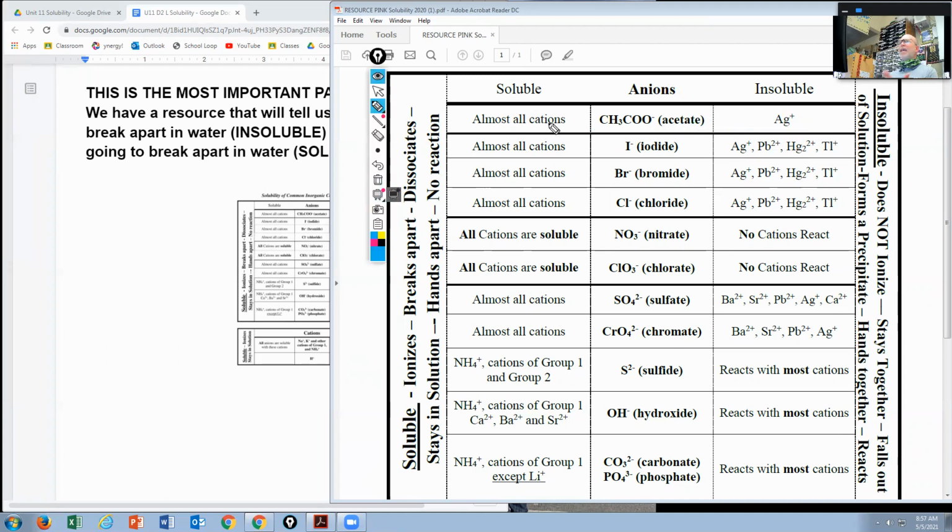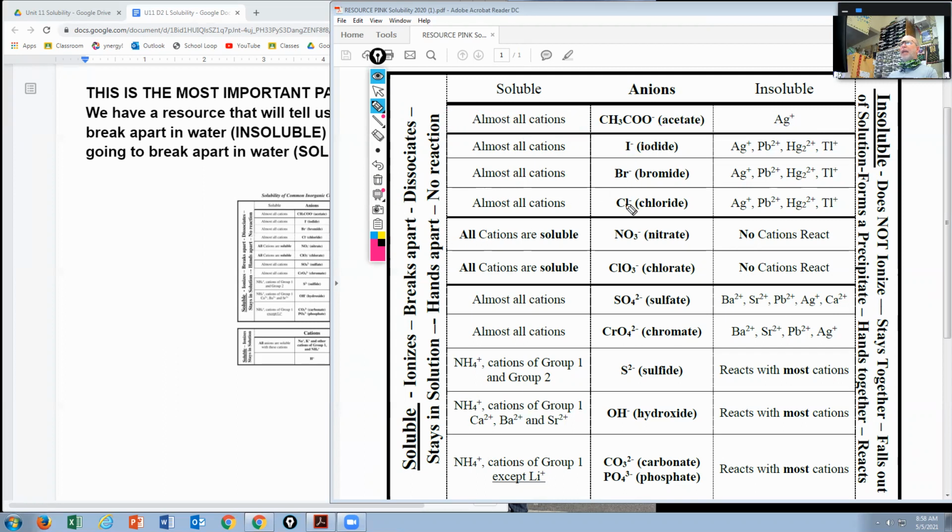If you choose any other ion, every other ion in the world is inside this box. You choose sodium, Na+. That means if you put sodium ion with acetate, it's going to be soluble. It's going to break apart. So every ion possible is inside of this box right here, except for silver. Silver is the only ion that forms an insoluble compound with acetate.